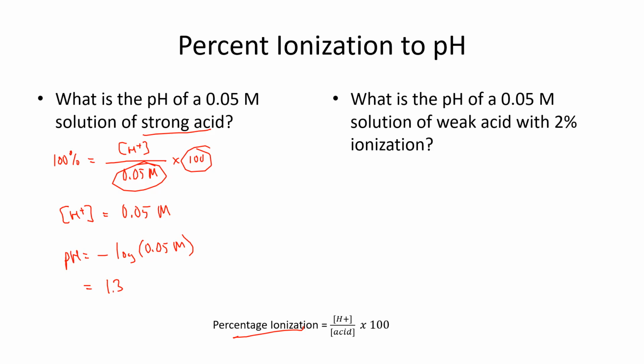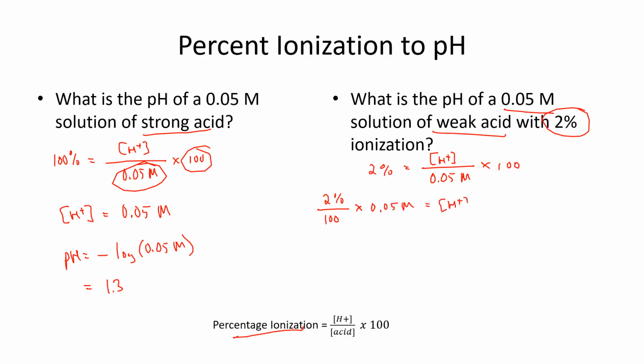Great. So now we have a weak acid, and this time we can't assume 100% because it's weak, and we're given the percentages, and it's only 2%. So 2% is what we're given for the percentage. Same concentration of acid, so I'll put that down here, 0.05 moles per liter. We want to know what the concentration of hydrogen ions are times 100. And so what you end up with is the 2% divided by 100 times the 0.05 moles per liter will give us the hydrogen ion concentration.